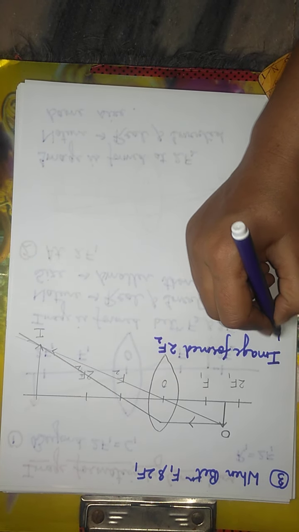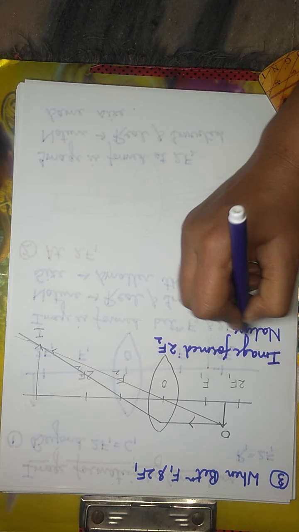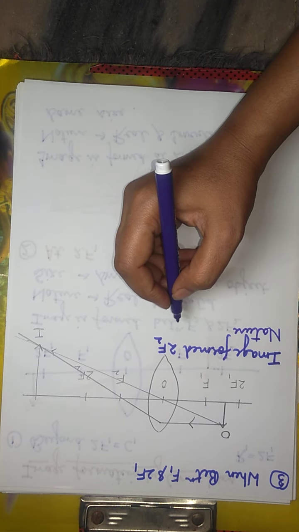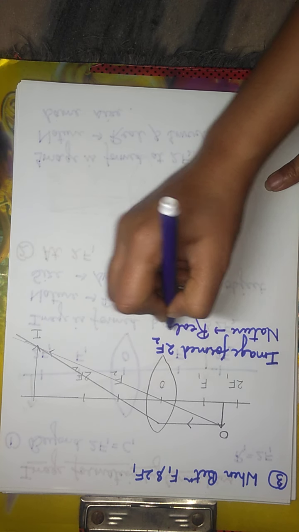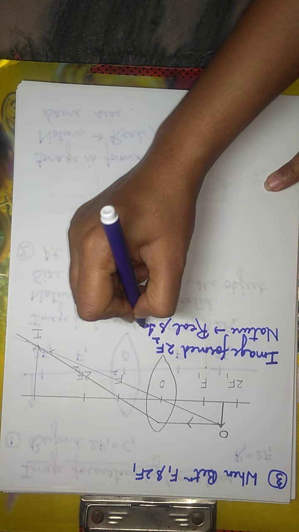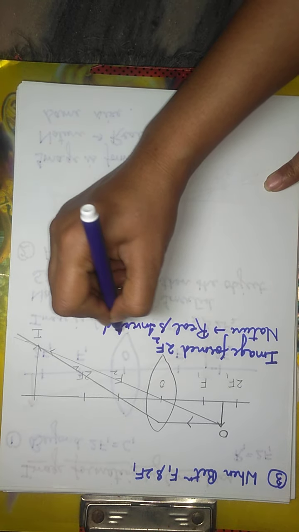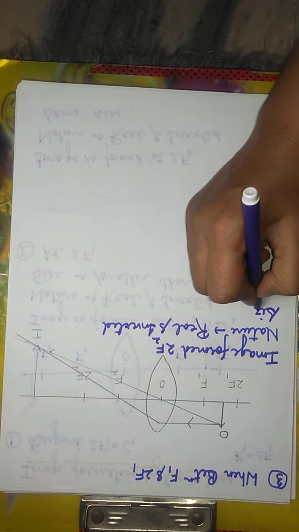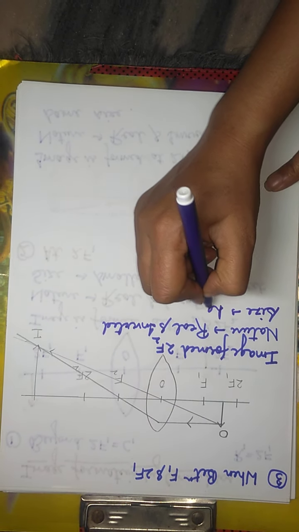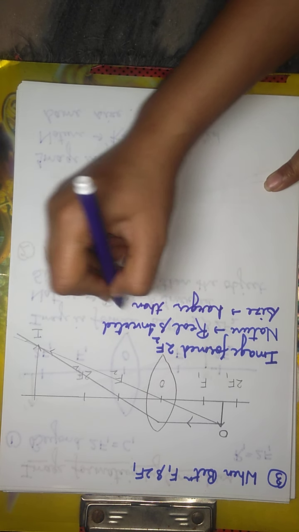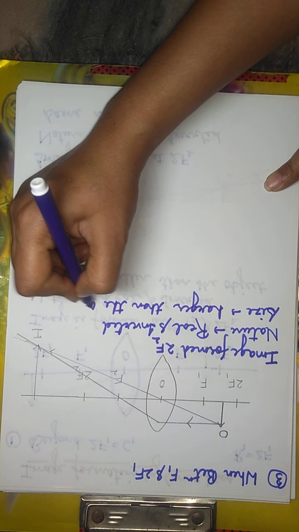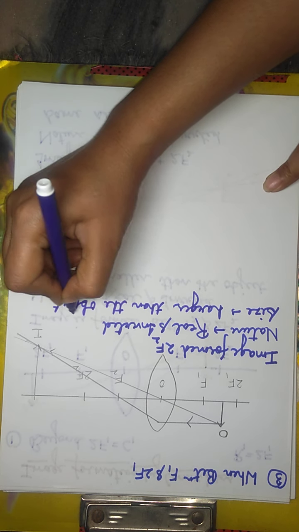Clear? So what is the nature? Are the rays actually meeting? Yes, they are actually meeting. So the image is real and inverted. Real and inverted. And what about the size? The size is large, larger than the object. Larger than the object. Clear?